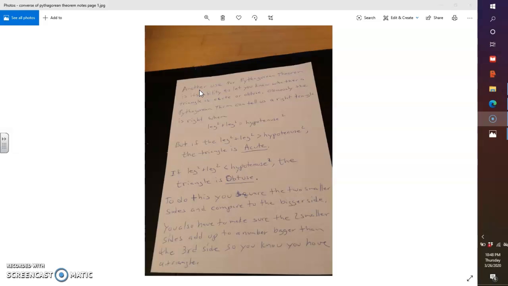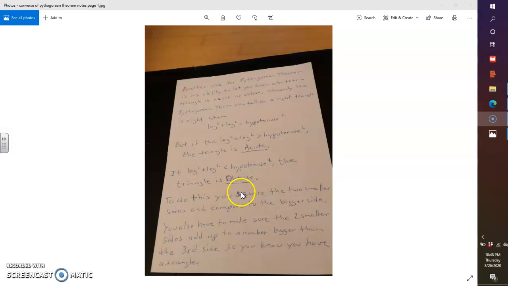But what if it happens where the square of both legs is not equal to the hypotenuse squared? Well, then we don't have a right triangle. But we can also learn, if it's not right, we can use the Pythagorean theorem to determine whether the triangle is acute or obtuse. If the squares of both legs, together their sum, is greater than the hypotenuse squared, the triangle is acute. But if the squares of both legs is less than the hypotenuse squared, then the triangle is obtuse.